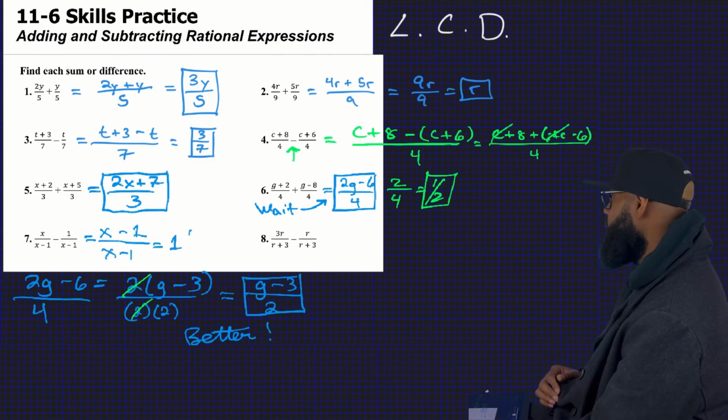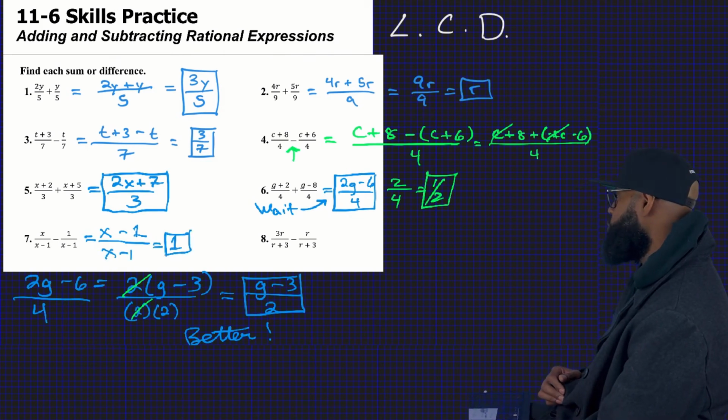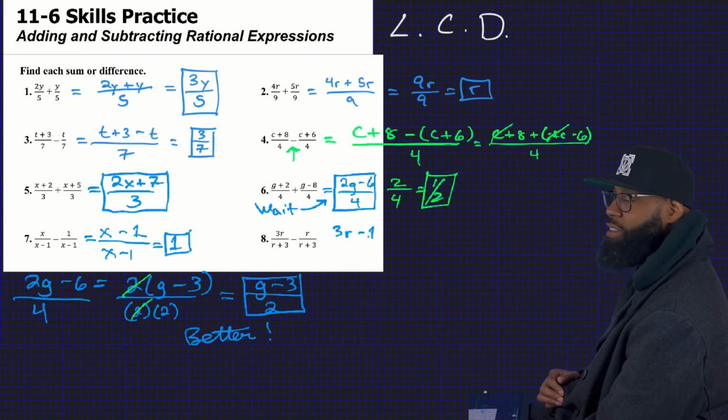Here we go, guys. Again, the minus between those two terms, those two expressions, allows me to know that the x minus 1 in the numerator is because it is minus between those two fractions.